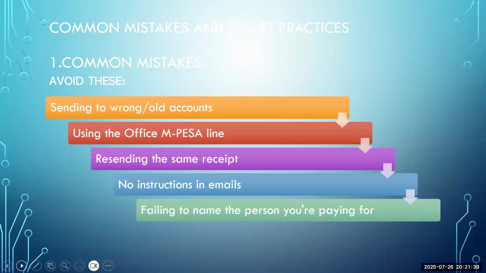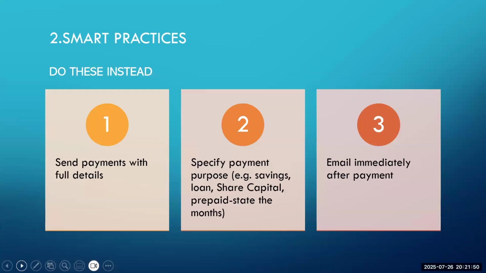Then some members make payments for fellow members and fail to name the person. So that's another challenge. Some of the good practices we encourage is that you send payments with full details of where you want it credited. If it's for another member, you indicate it, and if it's a prepayment, you state clearly the months that should be prepaid.